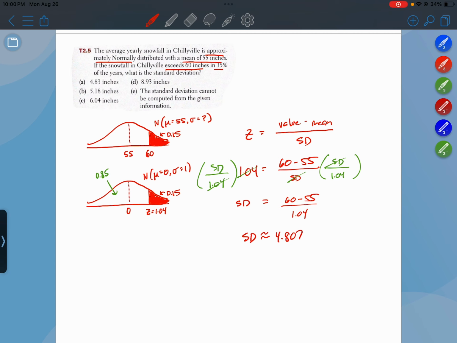Looking at the answer choices, I guess we would have to go with A. That is the closest value to what we got. At least the first two digits are correct.